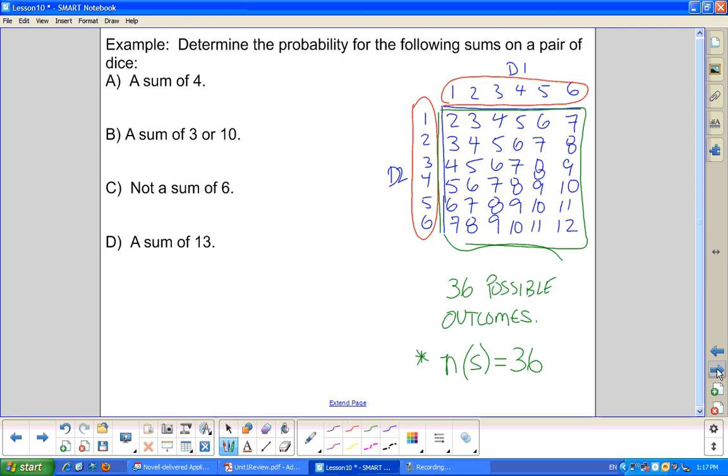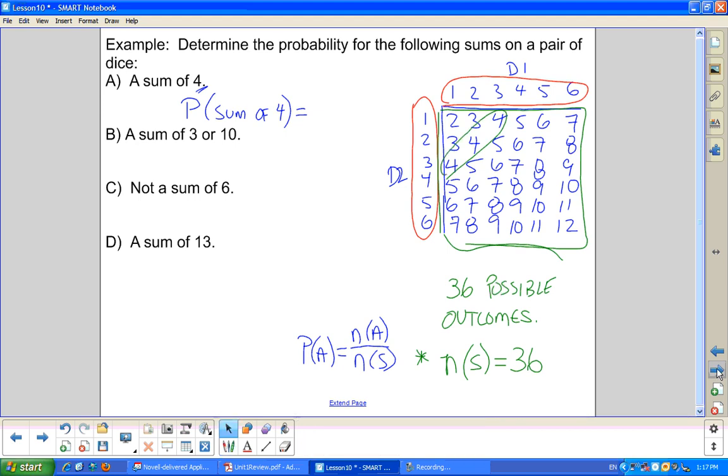So when we're doing the calculations over here, the probability of a sum of 4 will equal, again, that formula that we're looking at, the probability of A is equal to n of A over n of S. Okay, how many ways can we get a sum of 4? If you look in your dice chart, there are 3 ways to get a 4. If you roll a 3 and a 1, a 2 and a 2, and a 1 and a 3. So there are 3 possible outcomes here out of 36 possibilities.